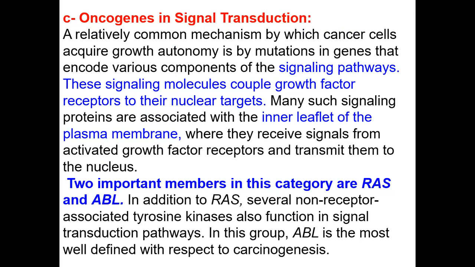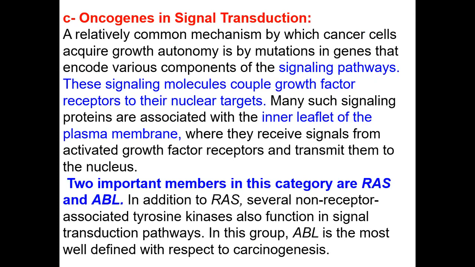Oncogenes in signal transduction. A relatively common mechanism by which cancer cells acquire growth autonomy is by mutation in the genes that encode various components of the signaling pathways. These signaling molecules couple growth factor receptors to their nuclear targets. These proteins are usually associated with the inner leaflet of the plasma membrane, where they receive signals from activated growth factor receptors and transmit them to the nucleus.